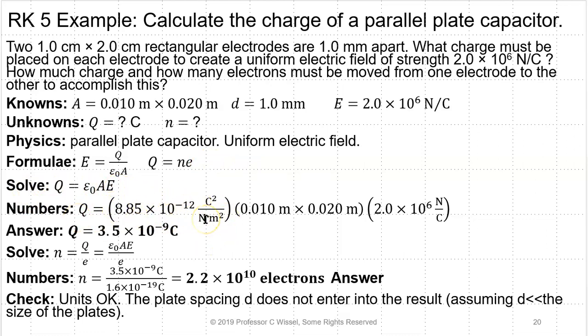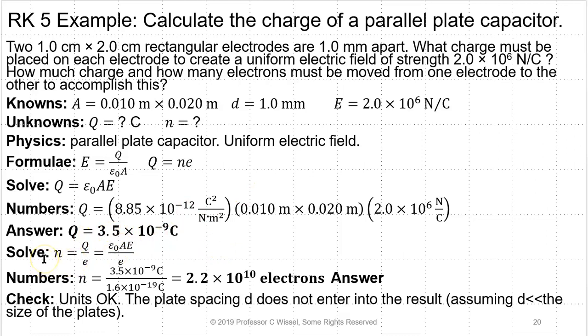Here's our epsilon naught of 8.85 times 10 to the minus 12 coulomb squared per newton meter squared. And the area is 0.010 meters times 0.020 meters. And the electric field is 2 times 10 to the 6 newtons per coulomb. The answer is 3.5 times 10 to the minus 9 coulombs, or 3.5 nanocoulombs.